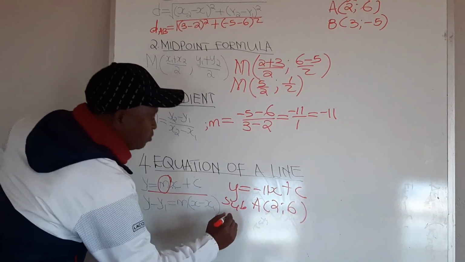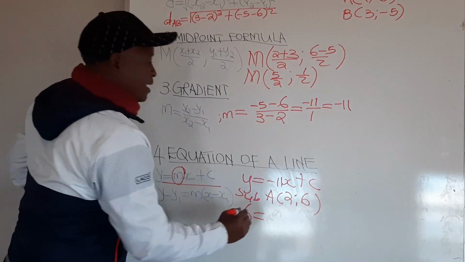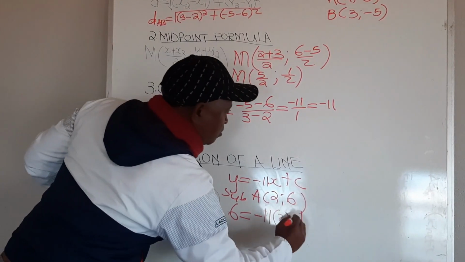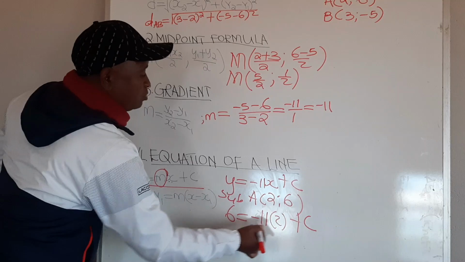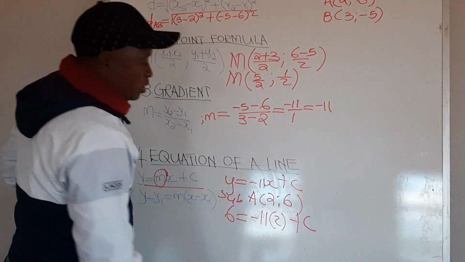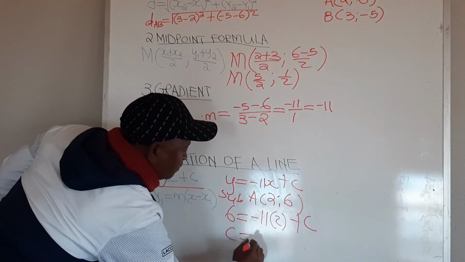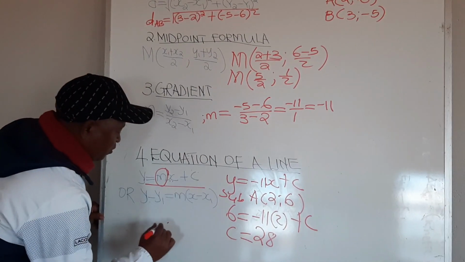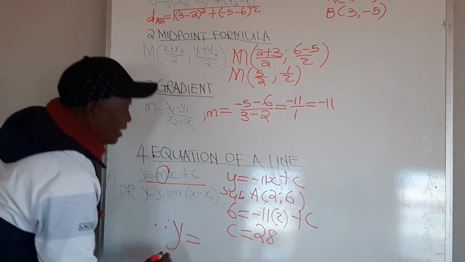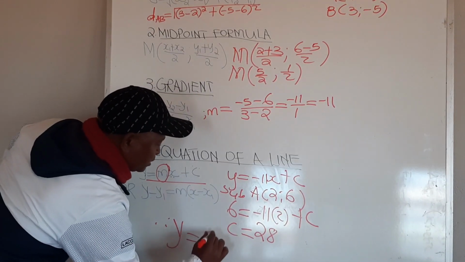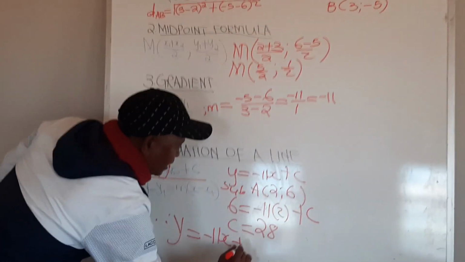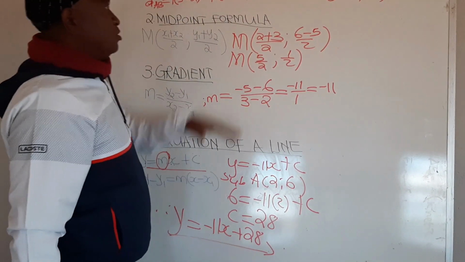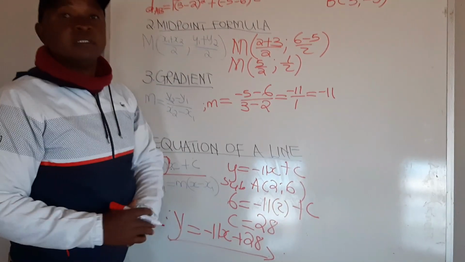So for my y, I put 6. For my x, I put 2. So we multiply -11 by 2, plus c. So if you multiply out, you get -22. You bring it to the other side, it is positive. So my c is 28. Therefore, the equation of a line is y equals -11x plus 28. And this is the end of the lesson for today. Thank you very much.